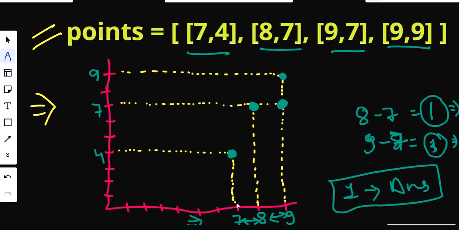We have to work on widest vertical area, which is talking about the maximum width. And when it's about width, we know that it's about x-axis. So we only have to focus on this part.